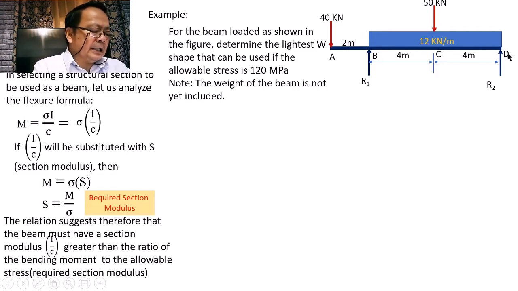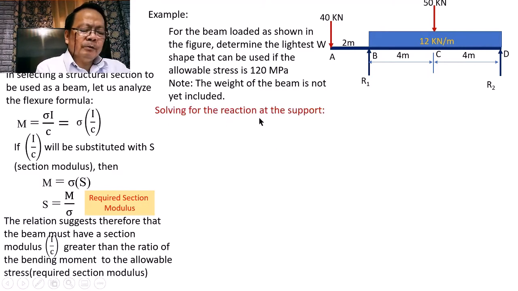And we are asked to determine what would be the lightest W shape. Lightest, para masabi natin most economical, kasi kung lightest siya, mas mura siyang mabibili. Di ba? So, how are we going to solve the problem? Siguro ganitong una natin gawin, ano?